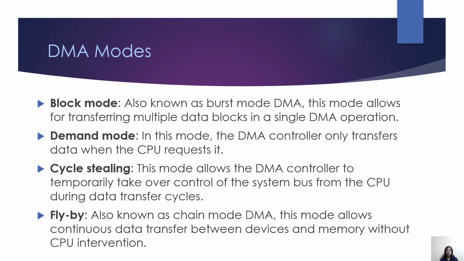The third mode is cycle stealing. This mode allows the DMA controller to temporarily take over control of the system bus from the CPU during data transfer cycles. And the last mode is flyby mode. This is also known as chain mode of DMA. This mode allows continuous transfer of data between devices and memory without the intervention of CPU.